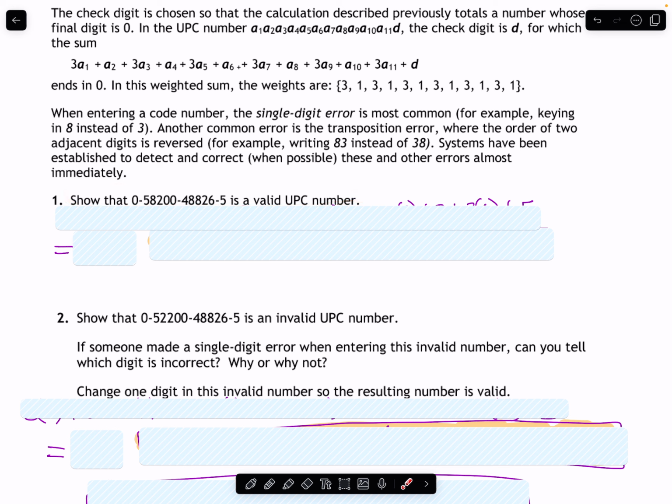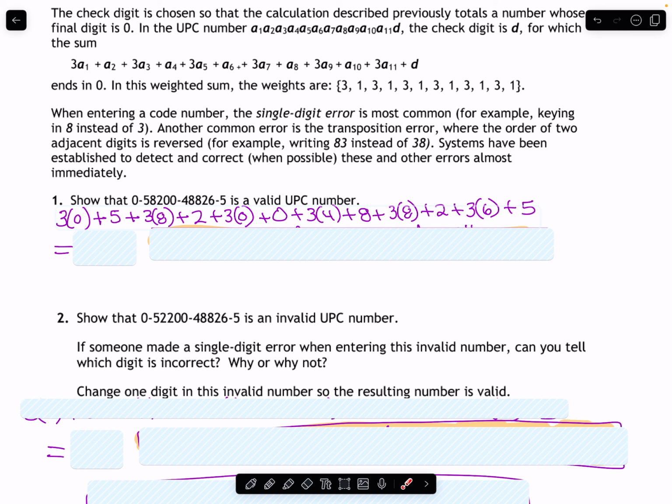Okay, so let's reveal the process as we said before. So what is the first digit? The first digit is a 0, and that gets multiplied by 3. So that's 3 times 0. What's the second digit? That's 5. So you add the 5 as it is here. What's the third digit? That's an 8. So you multiply that by 3. 3 times 8. What's the next digit? It's a 2. So you add it as it is.